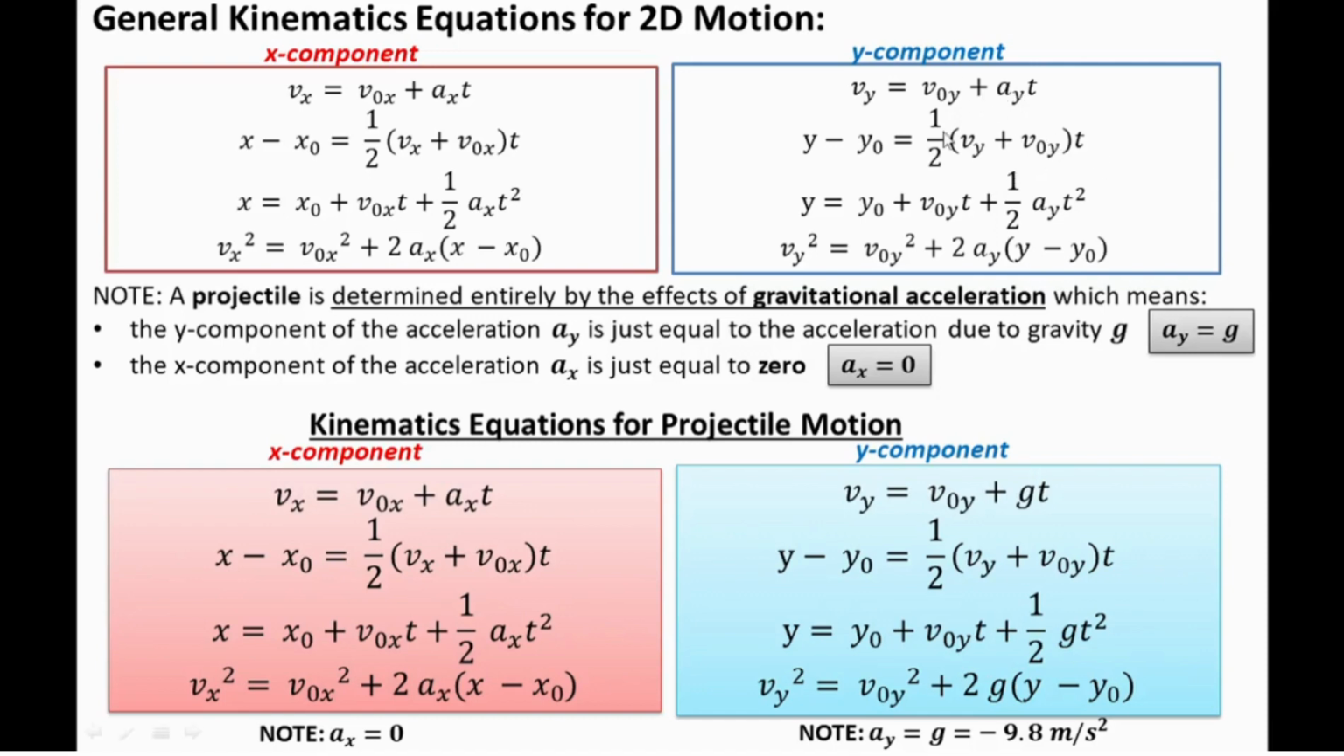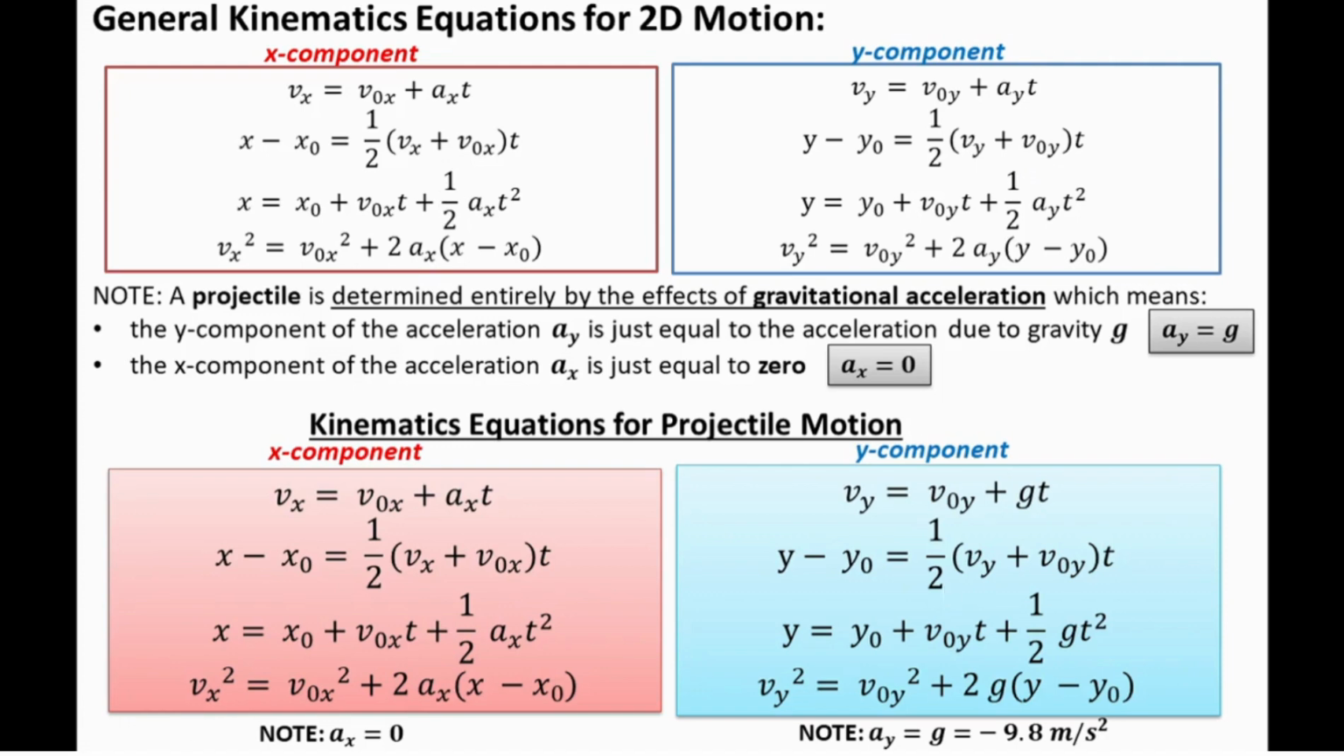This acceleration here, this one, and that one, must be equal to the acceleration due to gravity. And then the x component of the acceleration is equal to 0, which means that this acceleration, and this one, must be equal to 0. So immediately we will replace the acceleration in the y component by g, which is the acceleration due to gravity.